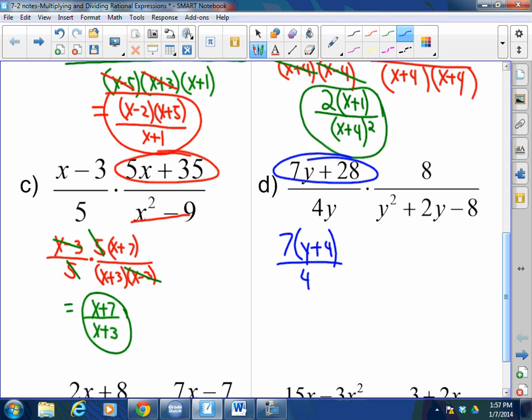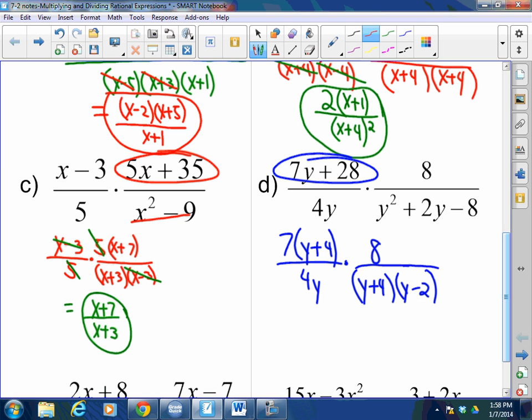Then over 4y, can't do much with that. Times 8, can't do much with that. Over y plus 4, y minus 2. You were on fire today, son. Good job. Well done. Now the fun part.